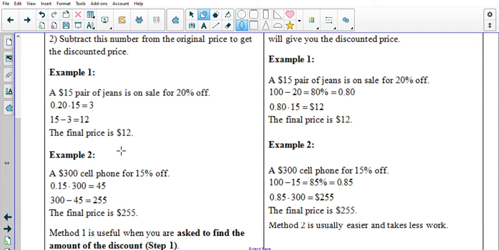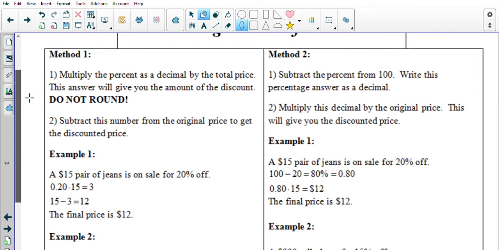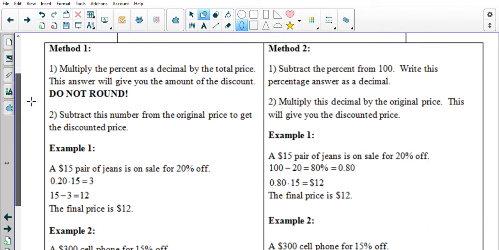Method 1, I think, is really useful when you're asked to find the amount of the discount, because you do that in step 1. So if we're trying to figure out how much you're going to save, this method is definitely really useful since you really only need to do one step. But method 2 is not the way I learned as a child, but I do think it's a little bit easier. So in method 2, it says to subtract the percent from 100.